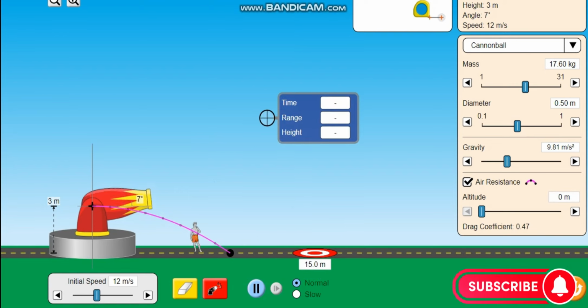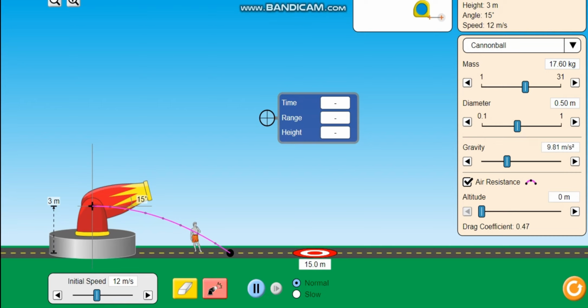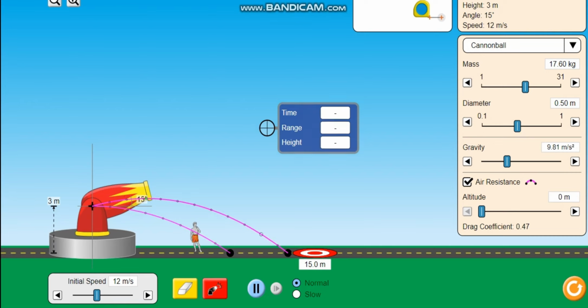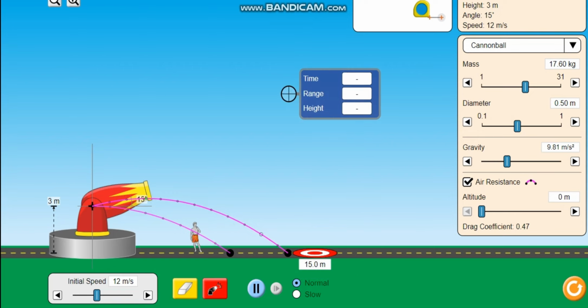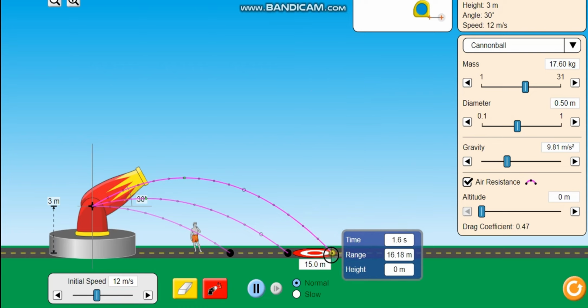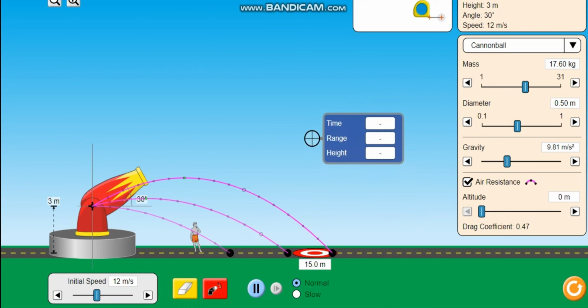Now let's increase the angle to 15-degree. At 15-degree it covered the distance of 13.18 meters. Let's launch the cannonball at a 30-degree angle and see how far it goes. Okay, it looks like the cannonball landed about 16.18 meters away.